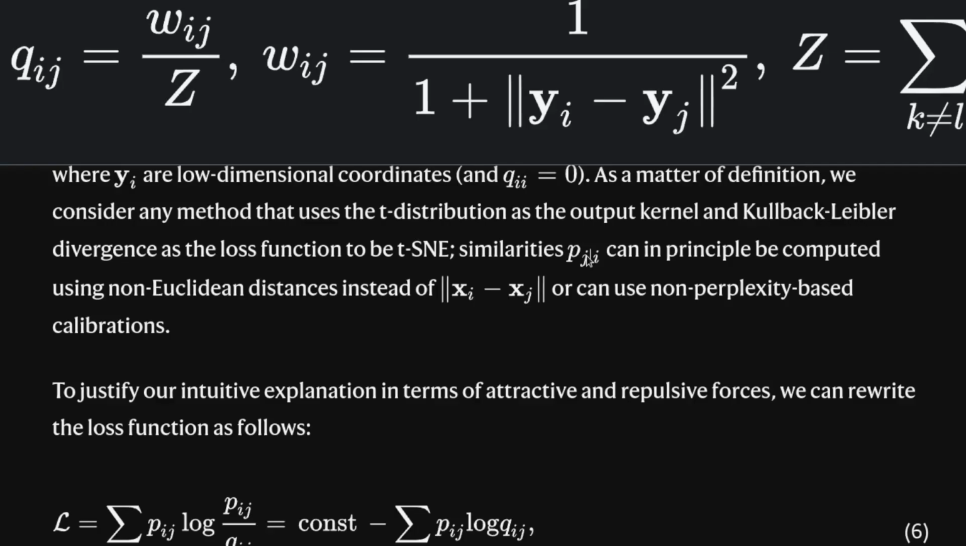To justify our intuitive explanation in terms of attractive and repulsive forces, we can rewrite the loss function as follows, dropping the constant. To minimize the loss, the first sum should be as large as possible, which means large p_ij and large q_ij, i.e., small distance, meaning an attractive force between points i and j whenever p_ij is large. At the same time, the second term should be as small as possible, meaning small q_ij, and a repulsive force between any 2 points, independent of the value of p_ij.